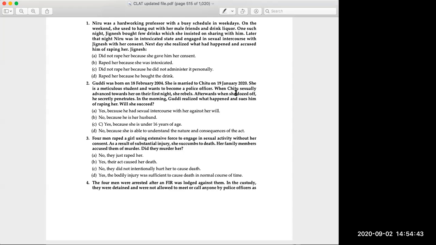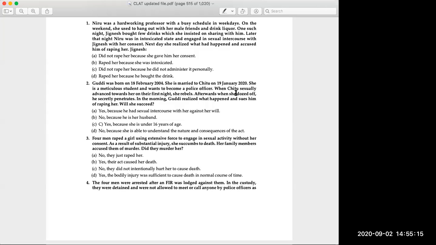Neeru was a hard-working professor with a busy schedule on weekdays. On weekends, she used to hang out with her male friends and drink liquor. One such night, Jignesh bought a few drinks, which she insisted on sharing with him. Later that night, Neeru was in an intoxicated state and engaged in sexual intercourse with Jignesh with her consent. Next day, she realized what had happened and accused him of raping her.